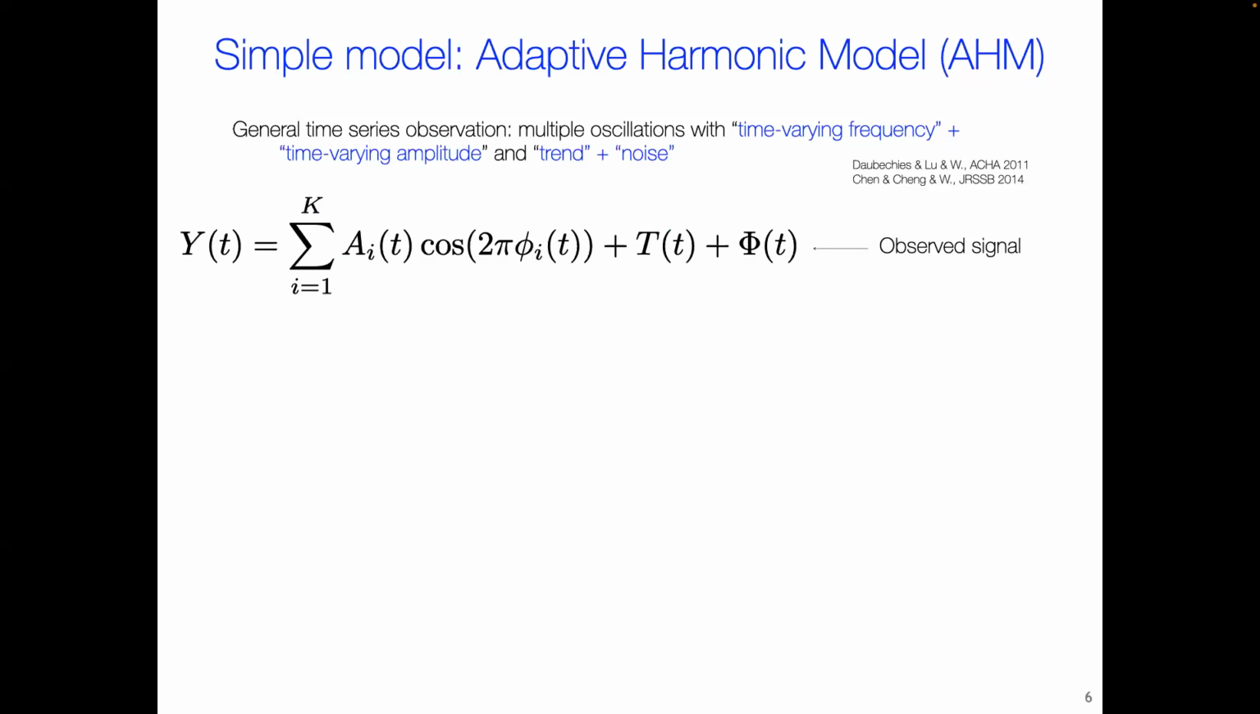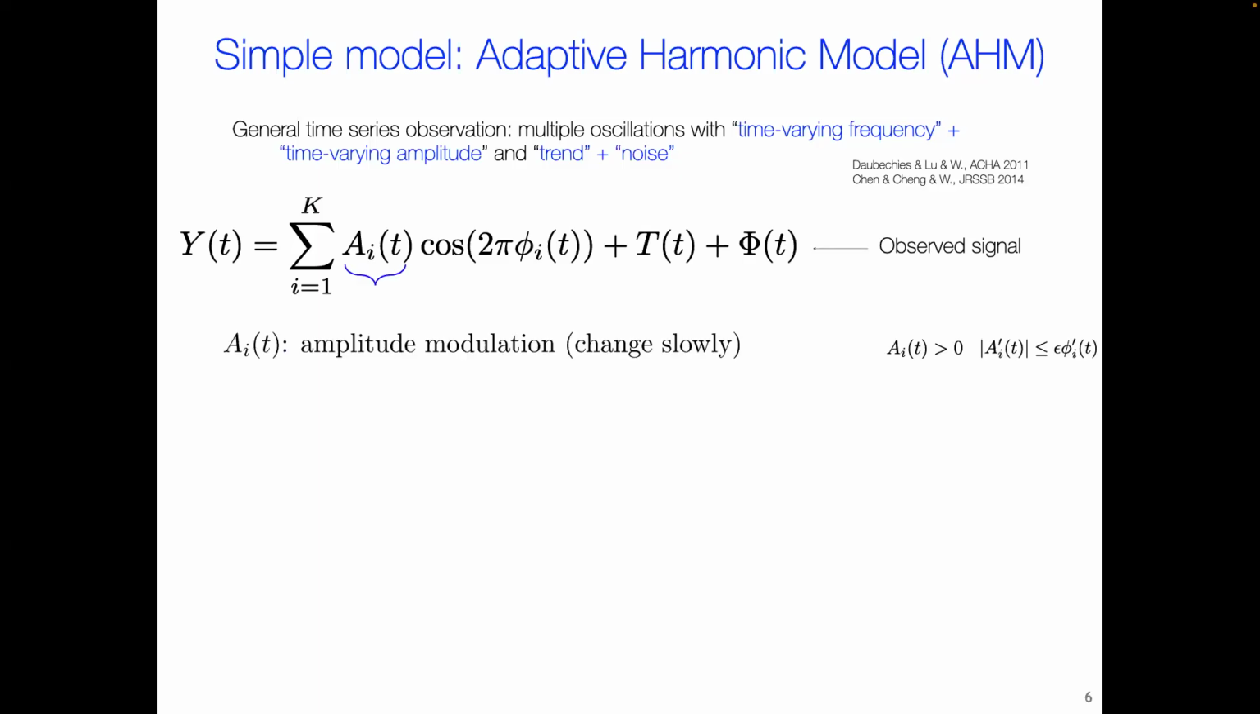You have Y, which is a random process. And this random process is composed of K oscillatory components, A_i(t) cosine 2π φ_i(t), and T, which is the trend, and Φ, which is a mean zero random process. Let's take a look at each component.